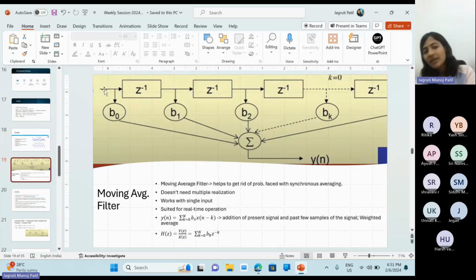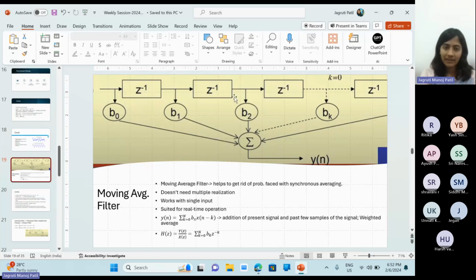Say I guess it got cropped up, but say I have x of n as a signal given here. This x of n is weighted by b0, and then it's multiplied by this particular delay and weighted by b1, similarly multiplied by this and weighted by b2, and it goes on and on. So how you realize this system is the sum of b_k, where k varies from 0 to K, times x of n minus k. Why x of n minus k?